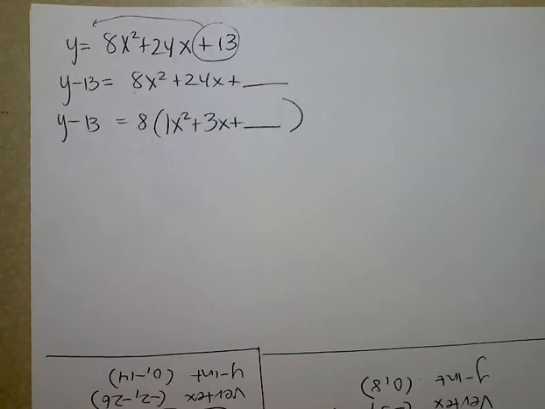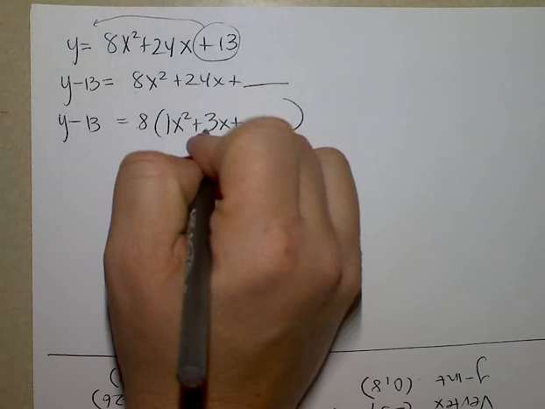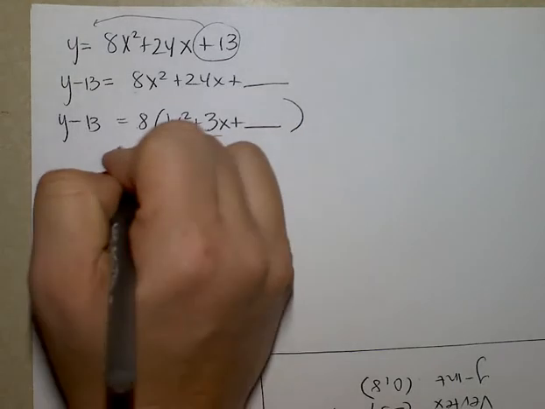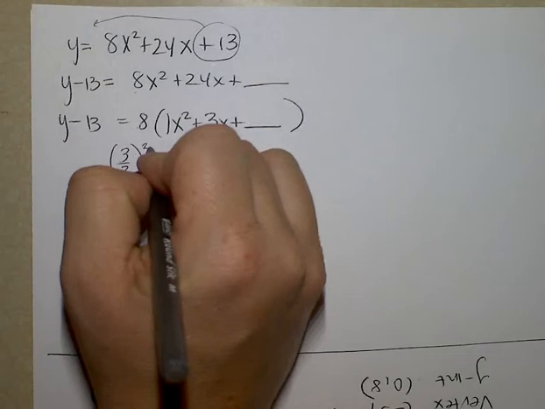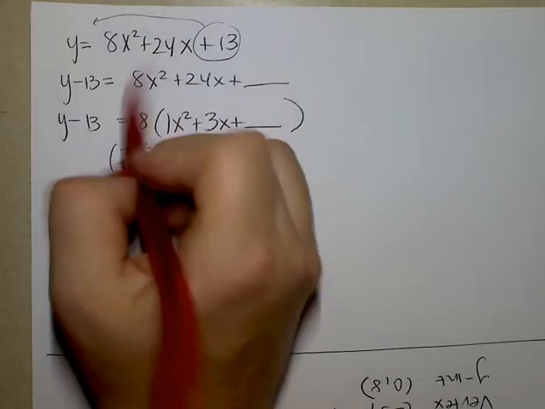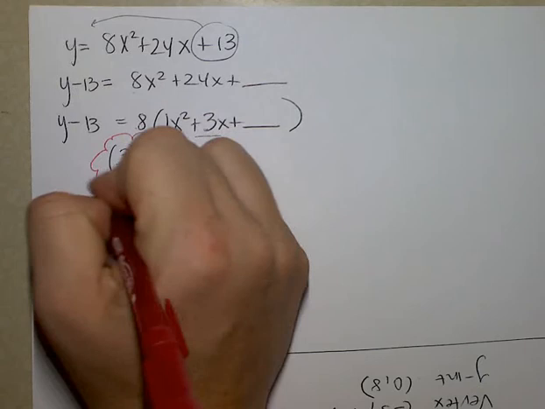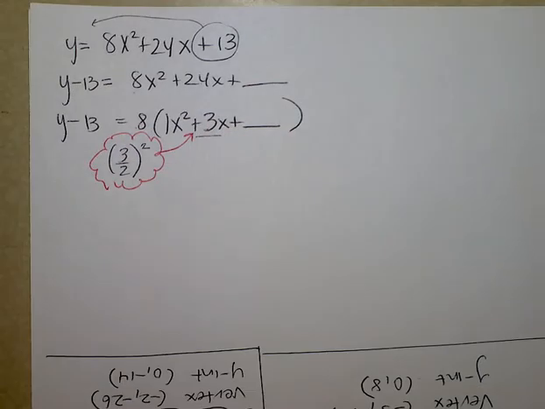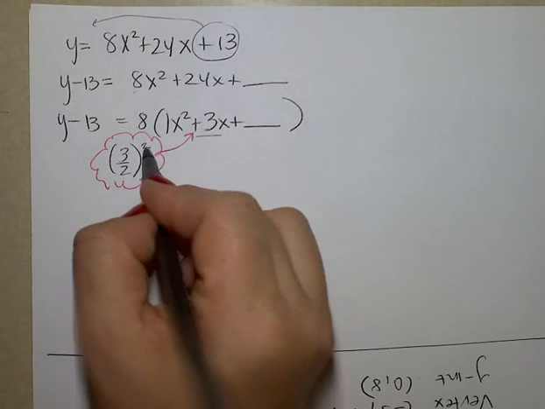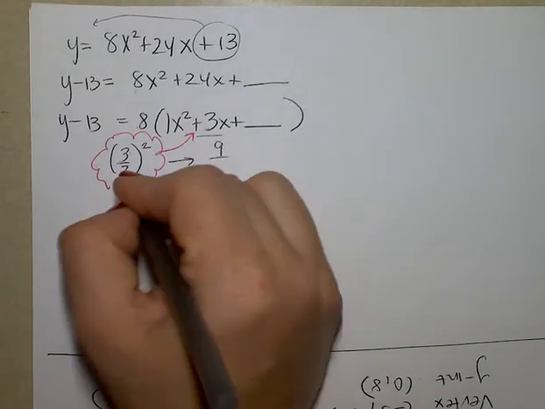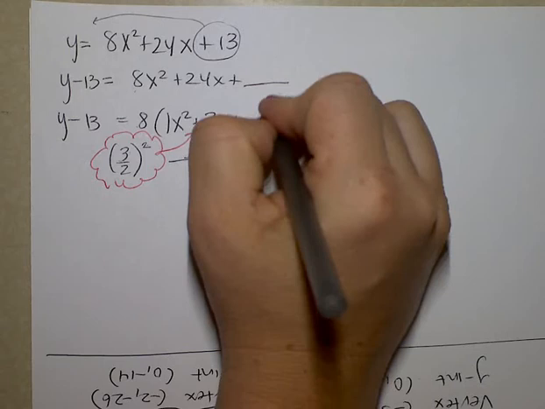Okay, now this is where it gets a little trickier. Now we're going to work with some fractions. So I take the b from here, and I take 3 and divide it by 2, and then I'm going to square it. I'm going to put a little bubble around that because I'm going to come back to that number, and notice that it is positive. Now what is 3/2 squared? Well, 3 squared is 9, and 2 squared is 4. So in this position I go plus 9/4.